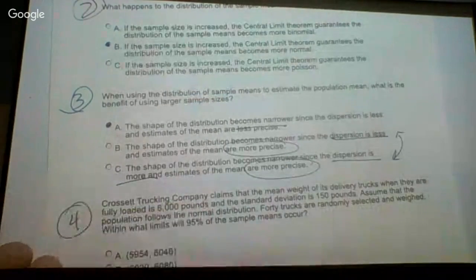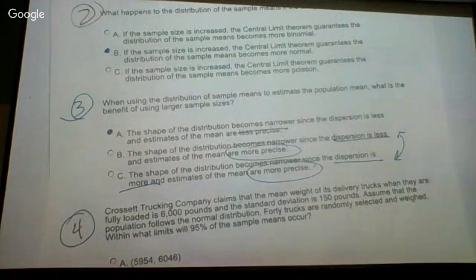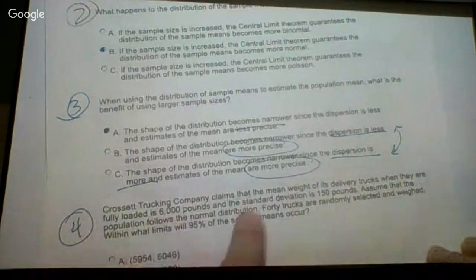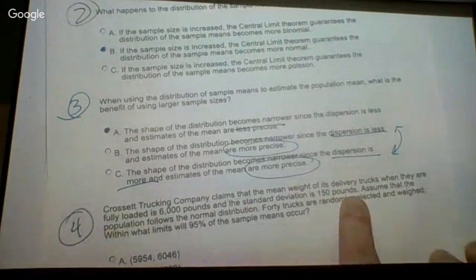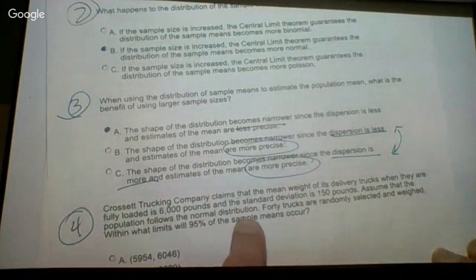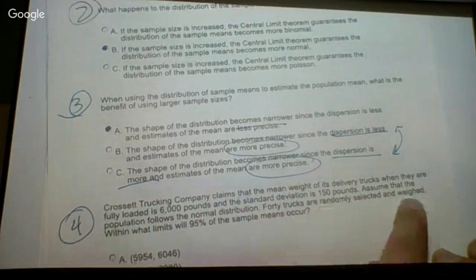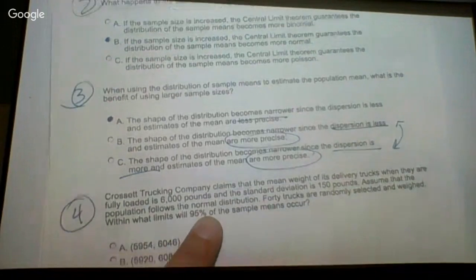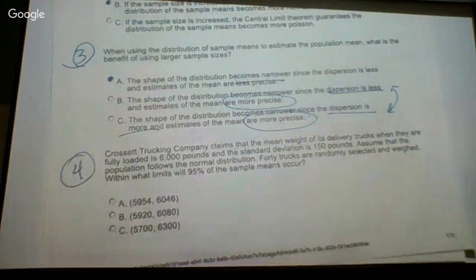Number 4. Process Trucking Company claims that the mean weight of its delivery trucks when they are fully loaded is 6,000 pounds and the standard deviation is 150 pounds. Assume the population follows the normal distribution. 40 trucks are randomly selected and weighed. Within what limits will 95% of the sample means occur?